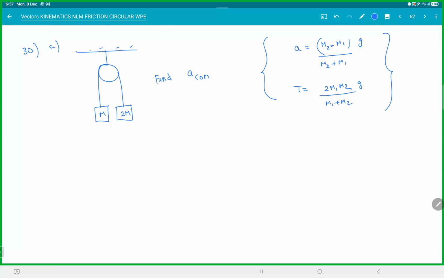So you have 2 blocks, m and 2m, released from rest. Find the acceleration of the center of mass. Acceleration of the blocks is too easy.